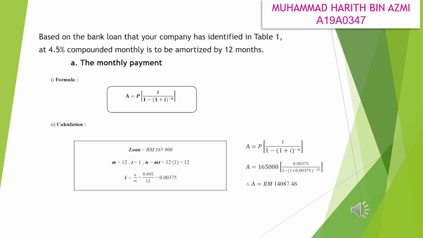For the value P is 165,000, which we get from table 1. M is 12 because the question says compounded monthly. T is 1, N is 12, and I is 0.00375. We put all the values into the formula and the answer we get is 14,000 and 746 ringgit.